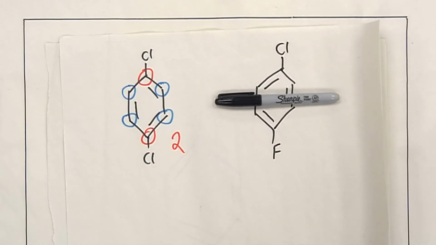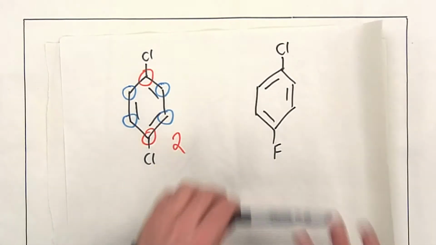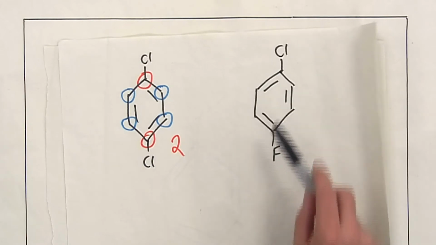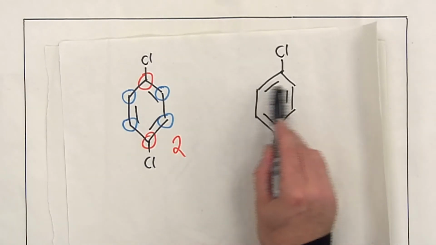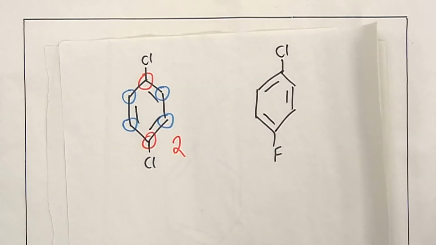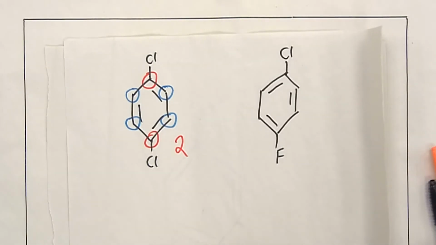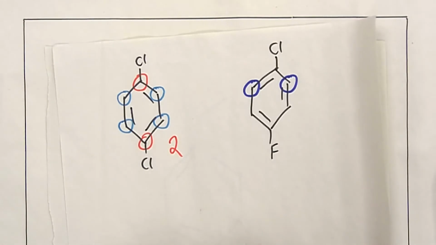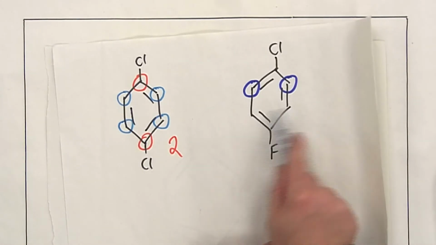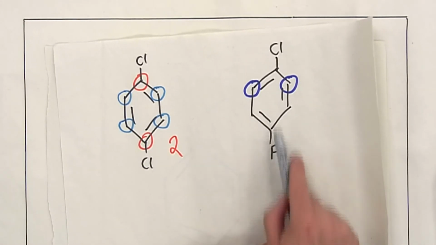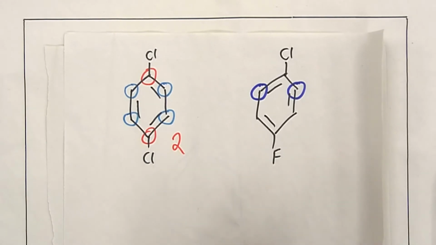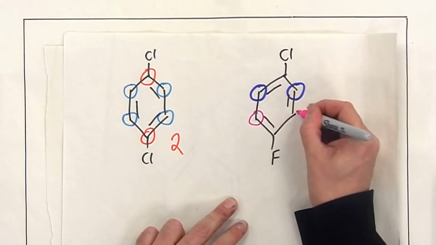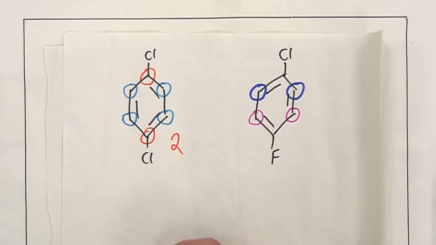So let's think about the different environments now. Well, let's start with these ones here. We can say that these 2 are the same as each other because they're near the chlorine. However, these 2 are no longer in the same environment because these ones are nearer the fluorine than the chlorine. So we'll mark these a different colour. So they'll have a different environment associated with these.